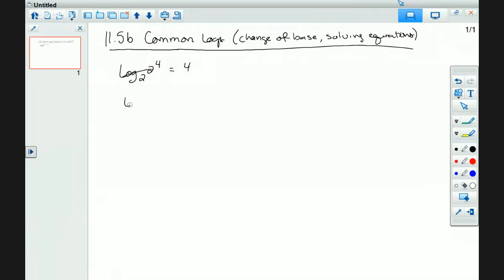We've also looked at common logs. Remember, that's a base 10, but I'm not going to write it. It's just a log. And this you could put in your calculator, right? What's the log of 25? Anybody? 1.3979. Three's enough. So the question of the day is this: how would I deal with something like this?